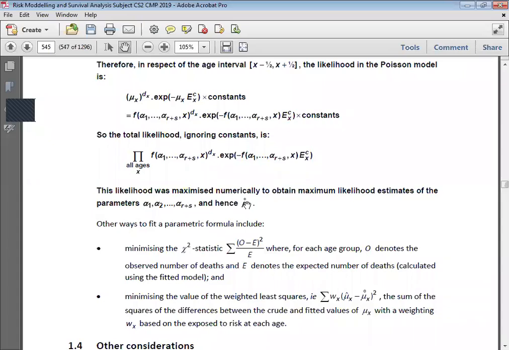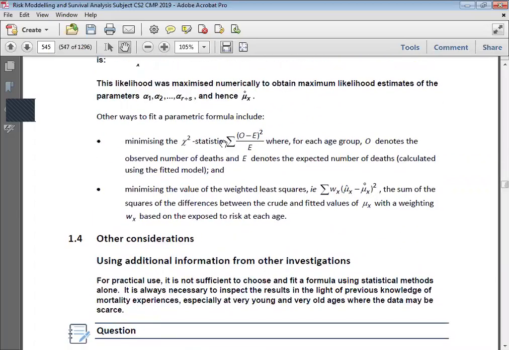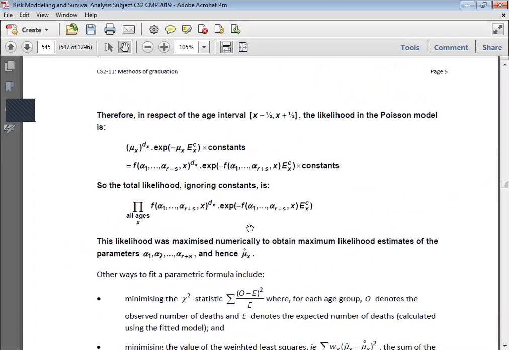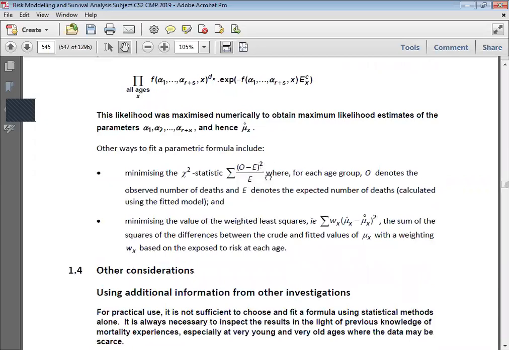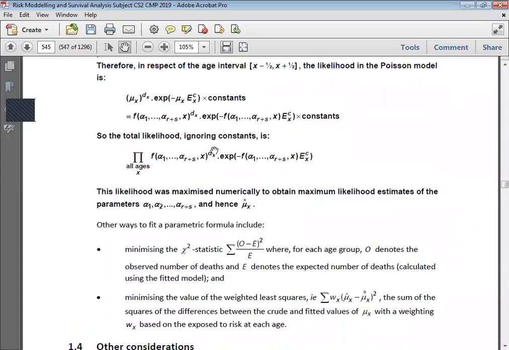But again, how do we check whether this is indeed a nice fit or not? We have already seen techniques to figure that out. But maximum likelihood estimation is not the only method that you can use. Another technique is to minimize the chi-square test statistic. So you can write observed minus expected upon expected. Here, observed will basically be dx, and this will be expected.